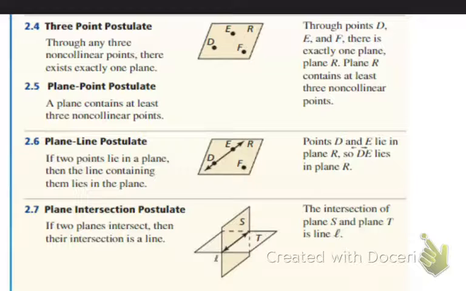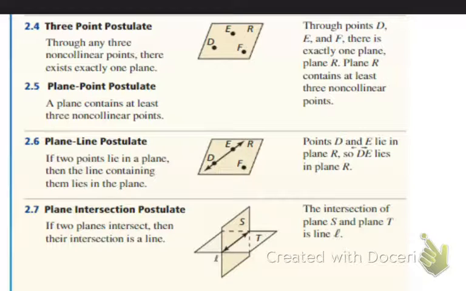Okay. 2.4 is the 3-point postulate, which says through any 3 non-collinear points, there exists exactly one plane. You know that. How many points does it take to make a plane? 3. And that's how many we use to name it. And then the reverse is true. A plane contains at least 3 non-collinear points.